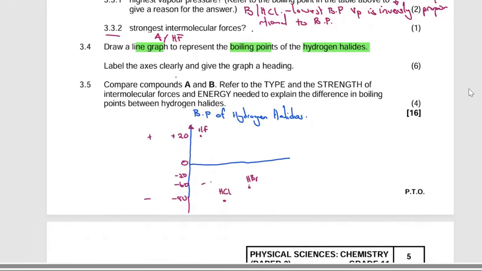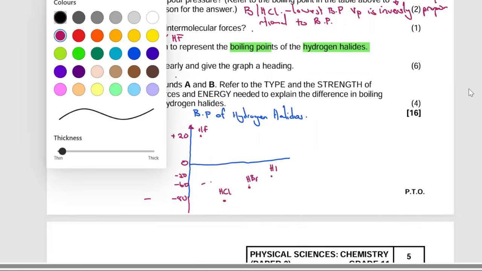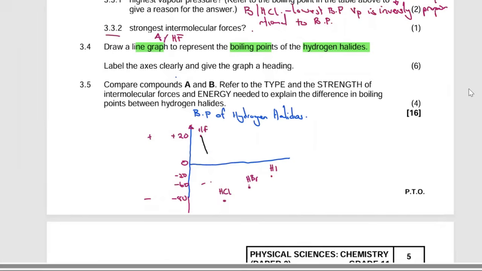So it's going to be in between 60 and that one. Therefore, I'm going to have my HI. Then after that, I'm supposed to join all these points there. So I'm going to use a black color to join all these points. So we are going to have a graph that looks like that. So this is how it's supposed to appear.